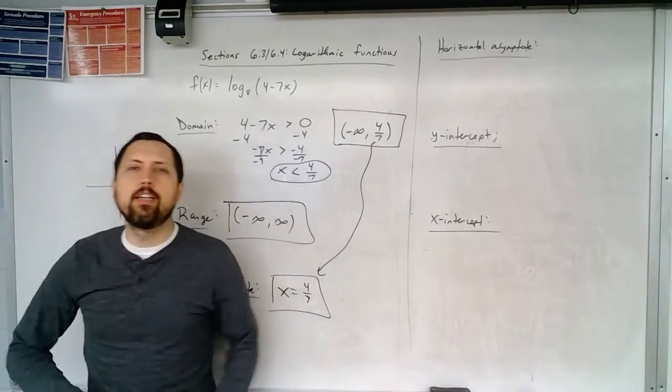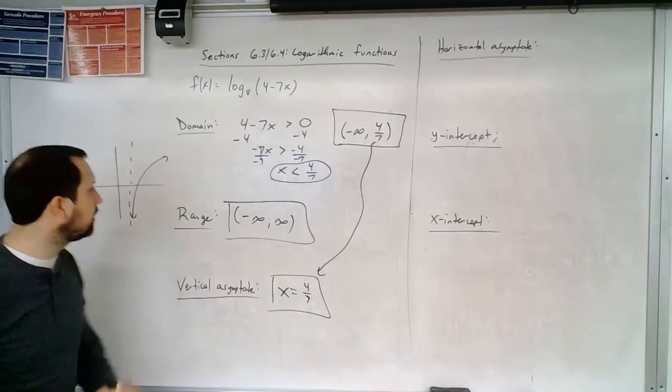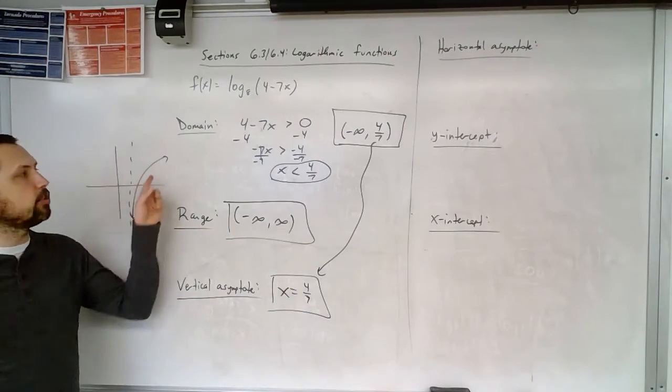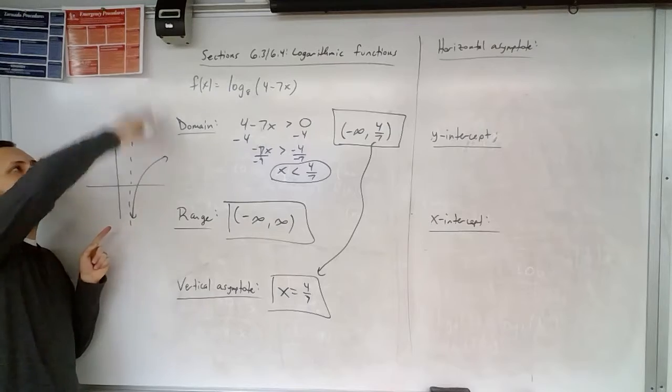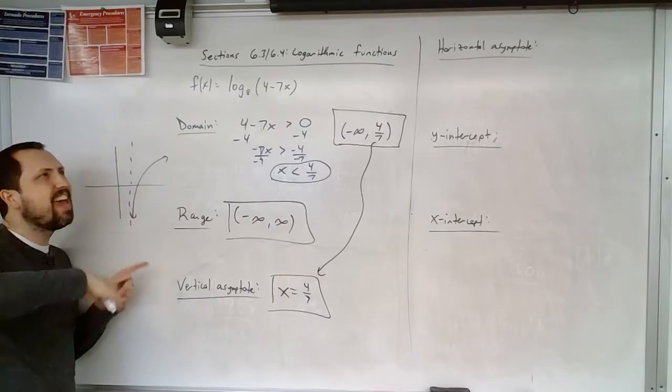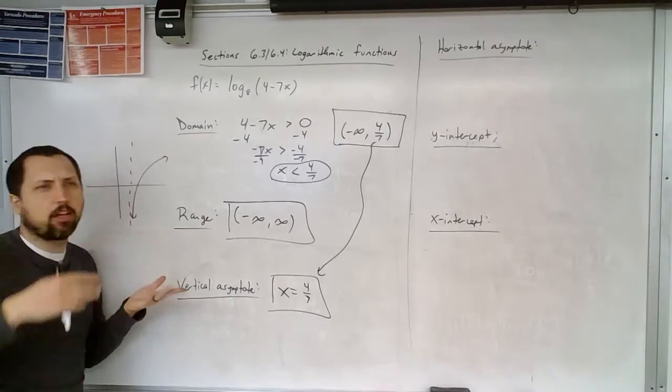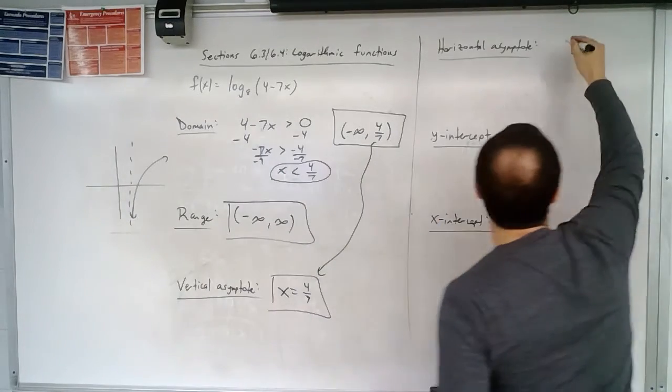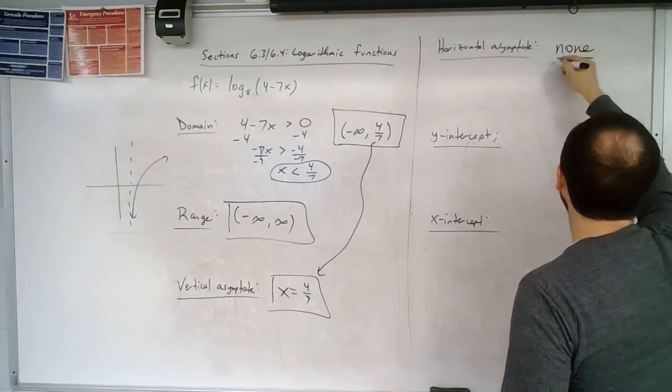Horizontal asymptote, now if we think about the horizontal asymptote, well, we said this has none. Right? Especially if the range is all real numbers, I have to be able to get everywhere. All these y values have to be hit. If I had a horizontal asymptote, that would cut things off. So the horizontal asymptote is none.